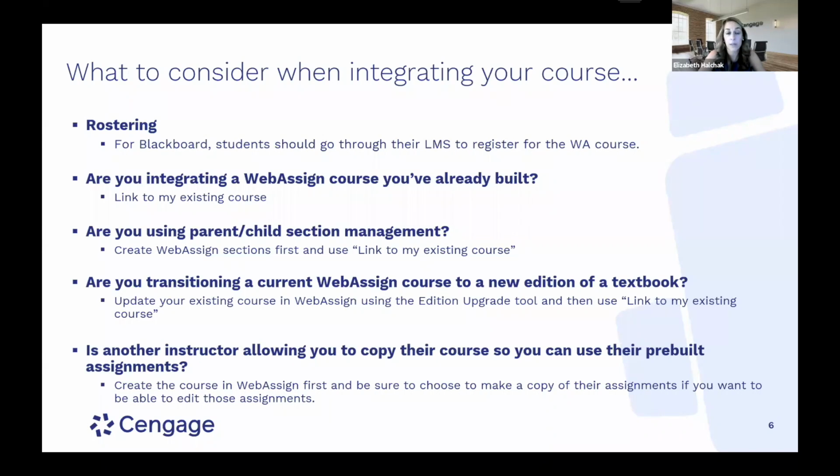If you're using a text that's actually moving into a new edition and want to make use of the WebAssign Edition Upgrade tool, just like with the other examples, go ahead and build your WebAssign course in WebAssign first. That will make sure that you're prompted to use that Edition Upgrade tool, and that will run your assignments through the tool and make sure that those assignments are updated to the new edition. Once you've done that, you can then use the link to existing course option, which we'll show here in just a few minutes, to be able to link that new course into Blackboard.